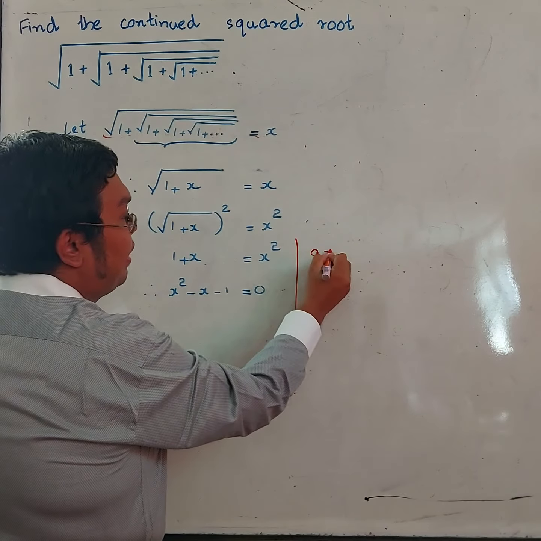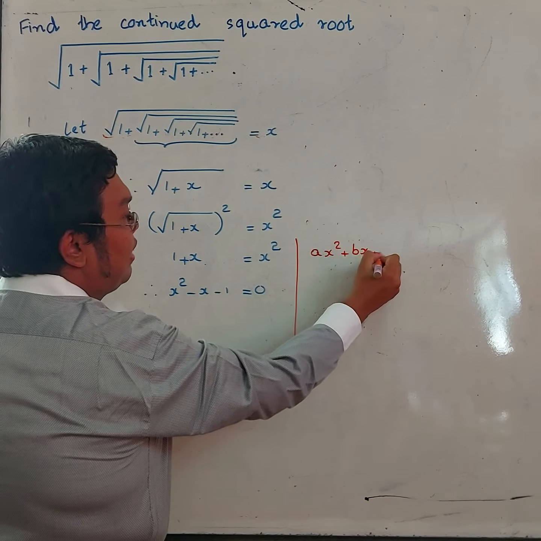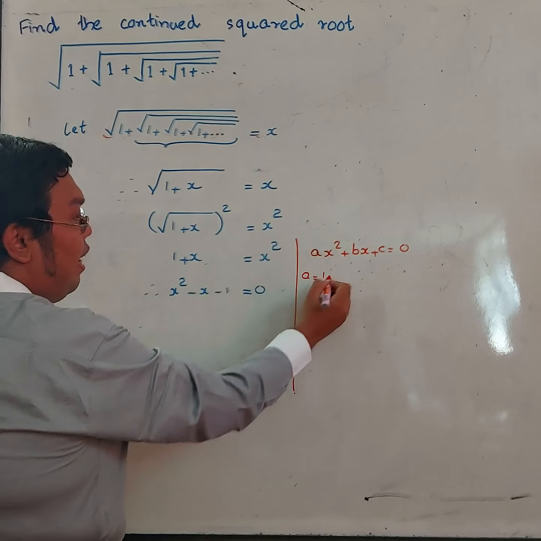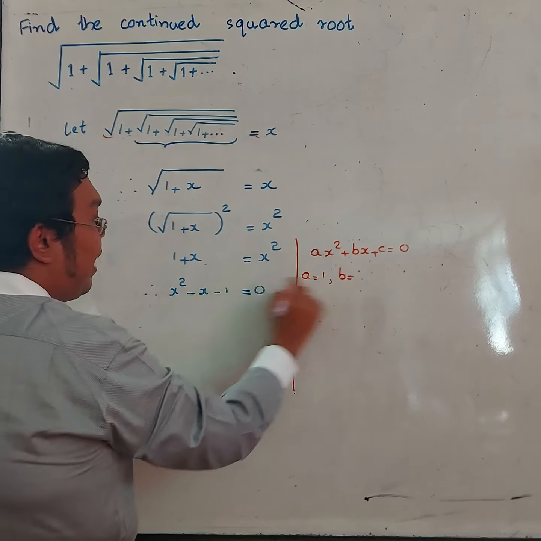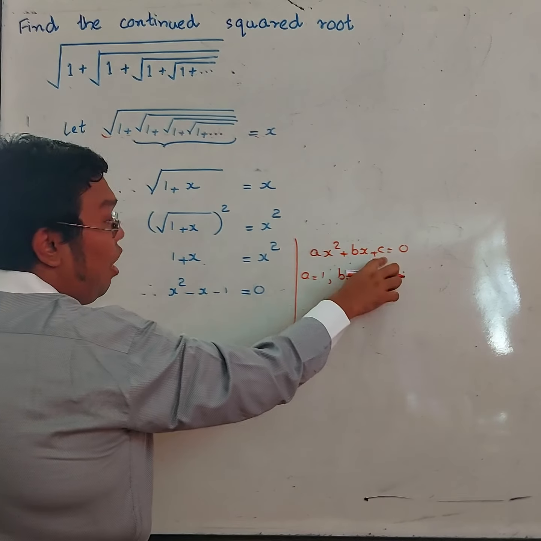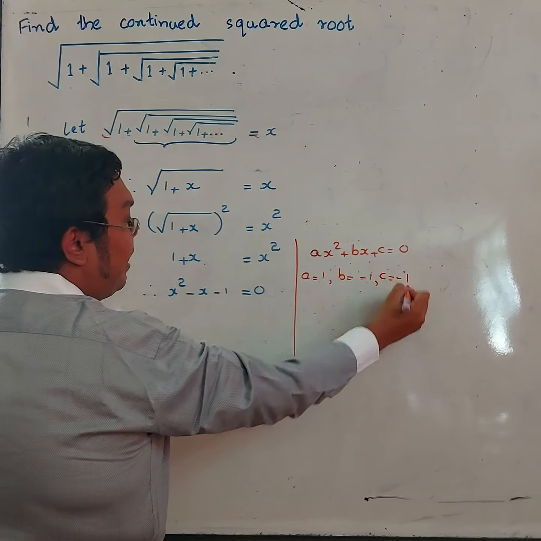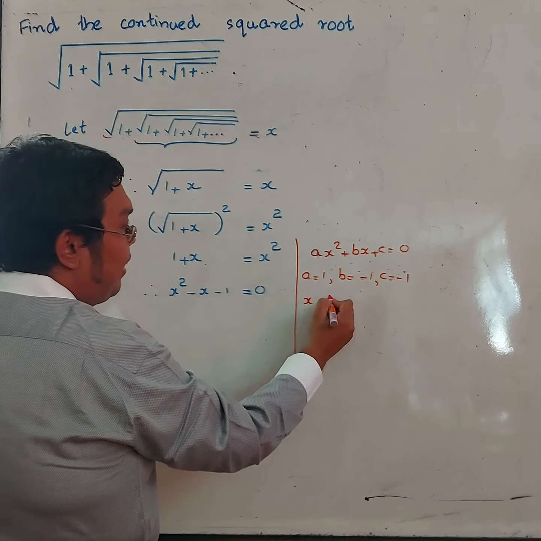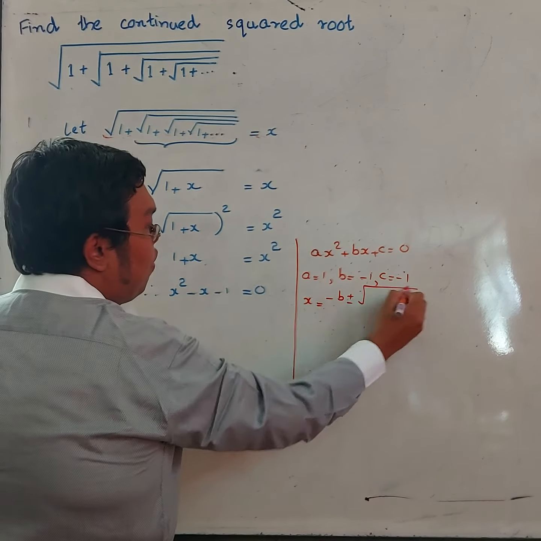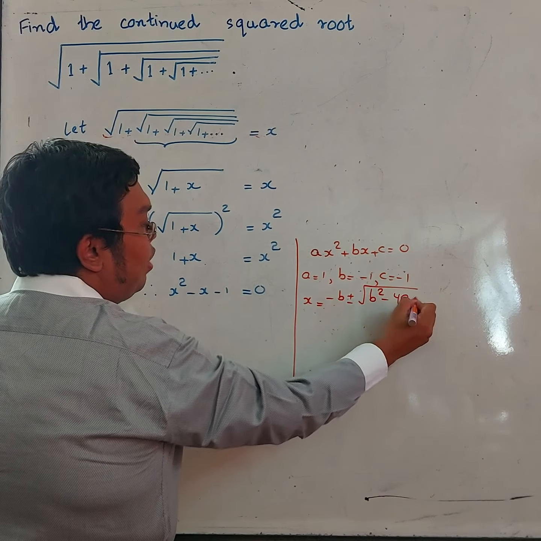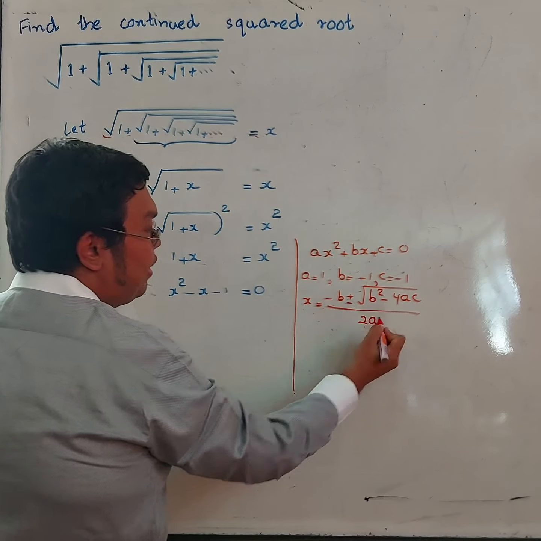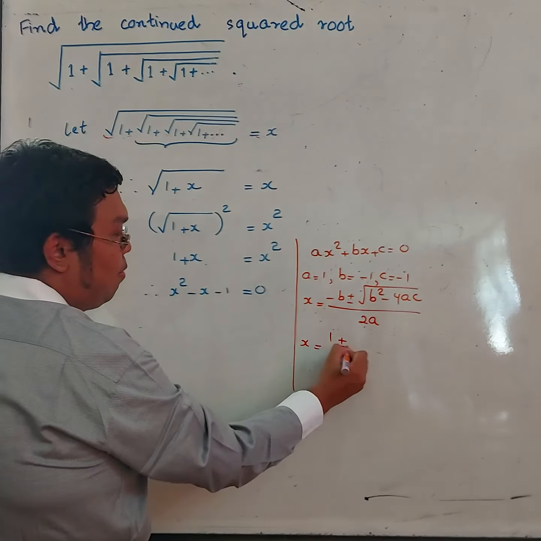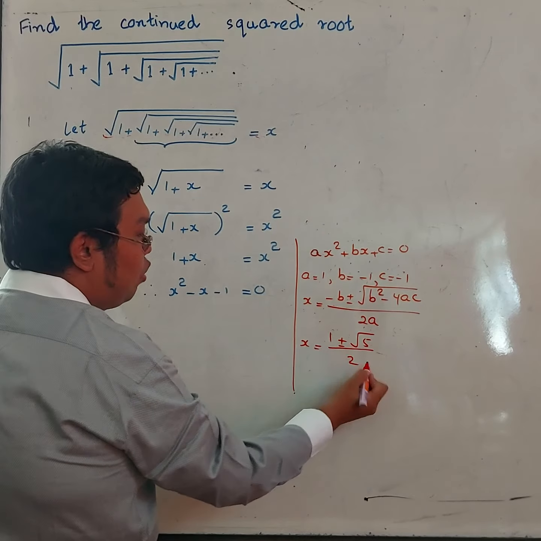The standard form is ax squared plus bx plus c equal to 0. And the coefficient of x squared, a, is 1. And the coefficient of x, b, is minus 1. And the constant value c is minus 1. By the quadratic formula, the general formula is x equals minus b plus or minus square root of b squared minus 4ac, all by 2a. We get x as 1 plus or minus root 5 by 2.